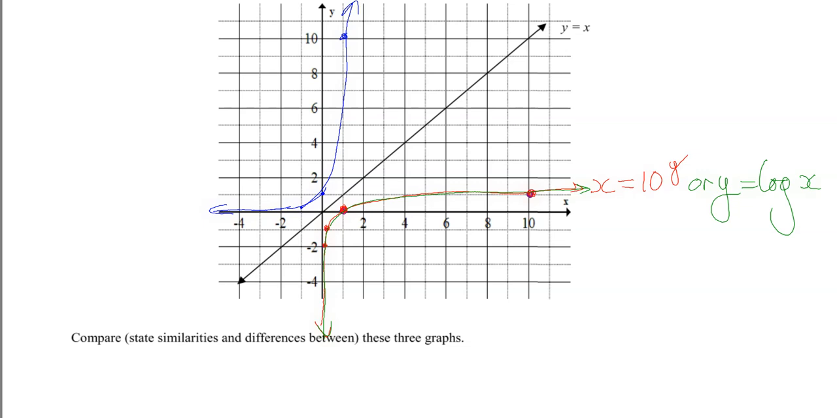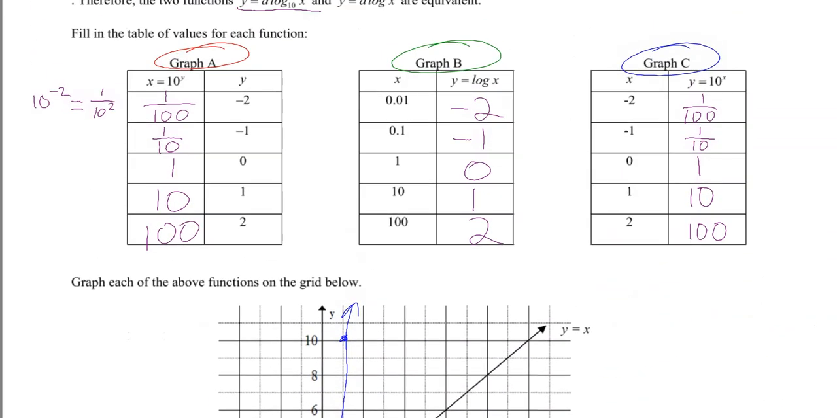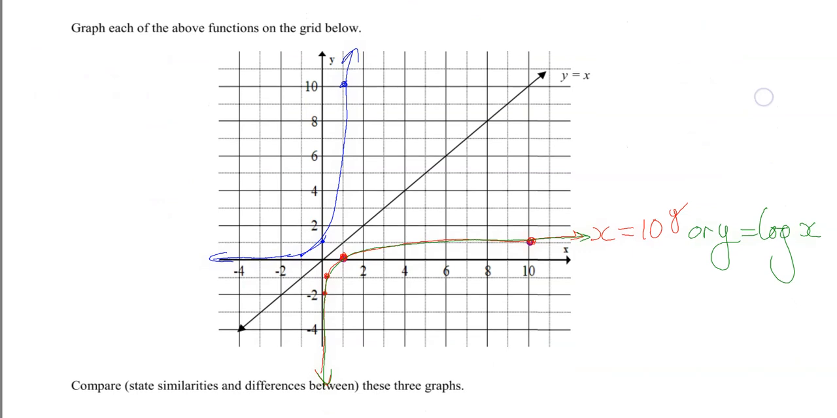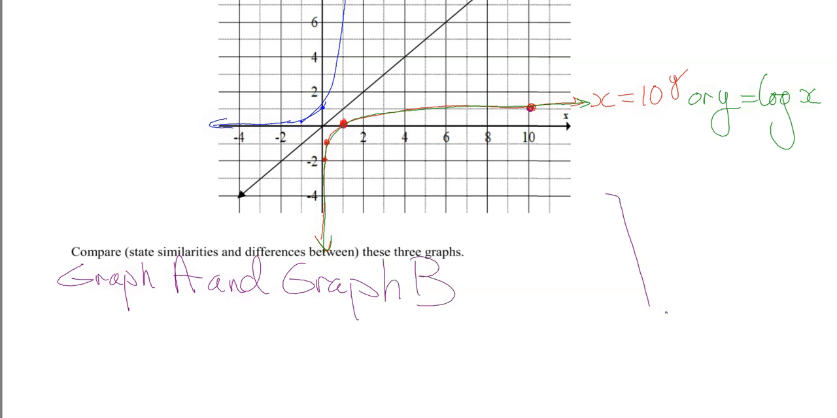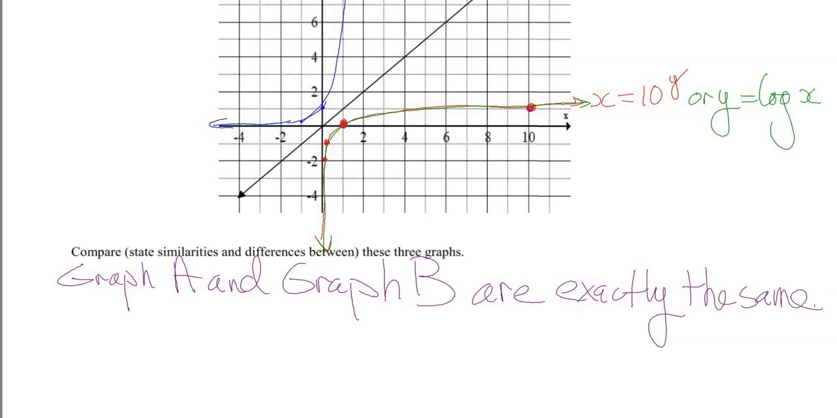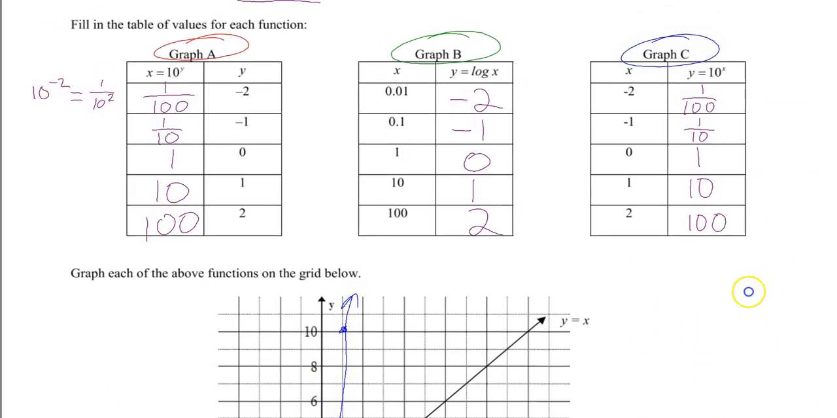Okay, so what's the same between these 3 graphs? What can we say? If graph A and graph B are the same, it's not even really a similarity. Graph A and graph B are exactly the same. They're the same graph. But graph C obviously is not the same.